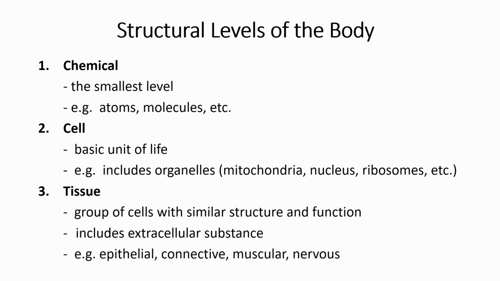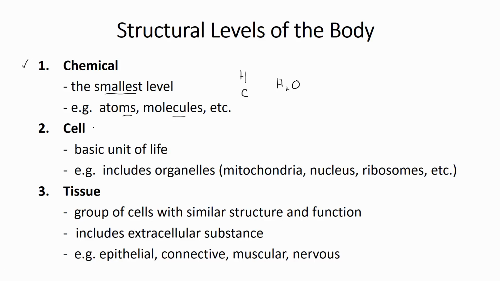Now, for the structural levels of the body, I'm going to run through them here. You might want to look at the figure in your textbook that accompanies this lecture. I'll go over it in a minute. The first structure we're going to talk about is a chemical structure. This is the smallest level. Here we're talking about atoms and molecules. So hydrogen, carbon, water, glucose, things like that.